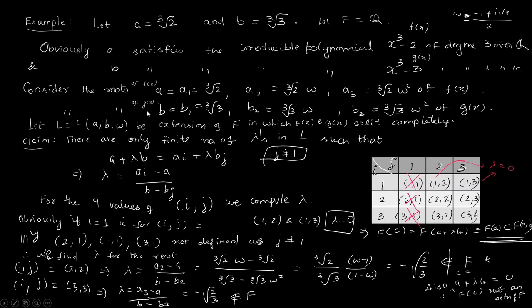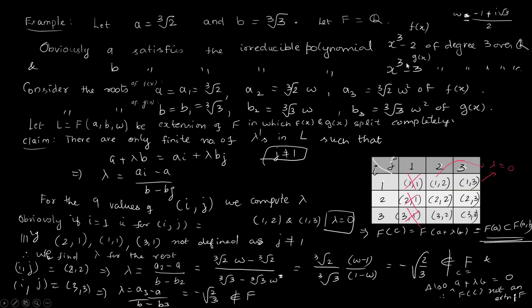Similarly, the 3 cube roots of g of x we consider as cube root of 3, cube root of 3 omega and cube root of 3 omega square. This is for g of x and this is for f of x. We'll name them as a1, a2, a3, b1, b2, b3, and this is what for which we are going to find C such that f of A comma B is f of C. What is the primitive element? So we are taking A1 as A and B1 as B.